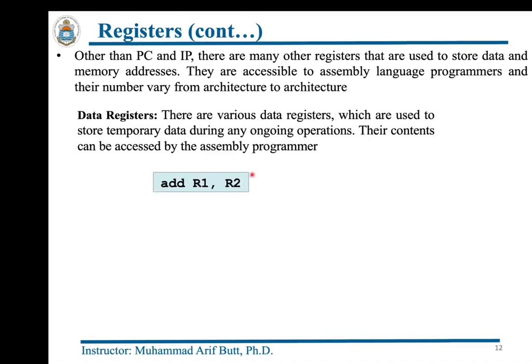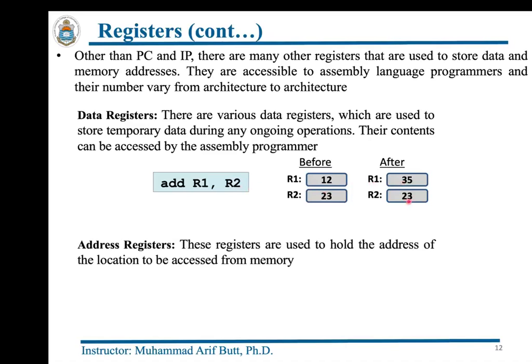For example, consider this add instruction, which adds the contents of two registers R1 and R2, and after addition it places the result inside the first operand, let's suppose this R1. For example, if before the execution of this instruction, the contents of register R1 is 12 and the contents of register R2 is 23, so afterwards the R1 register will contain the sum of both these two registers, which is 35, and the contents of R2 remain unchanged.